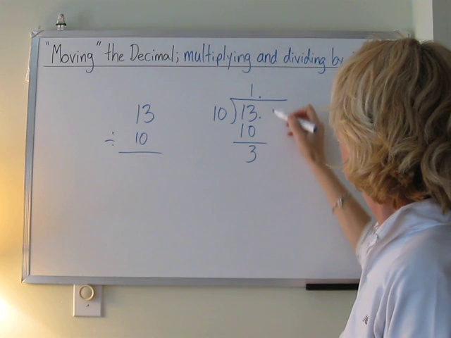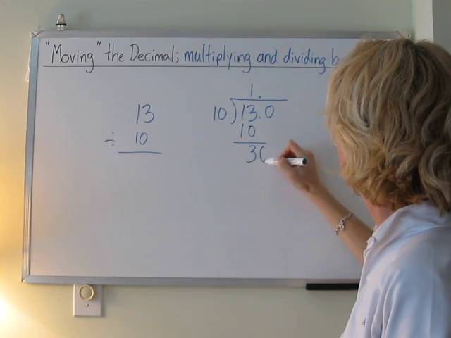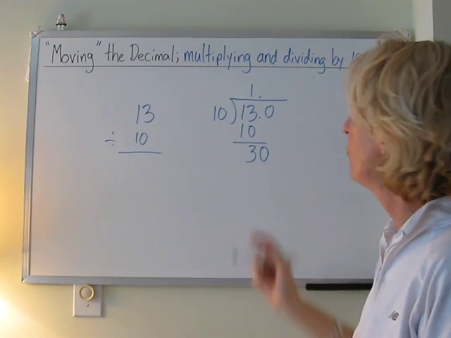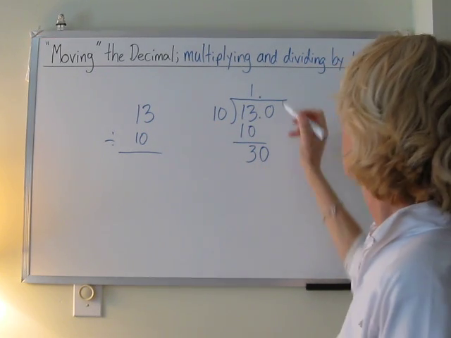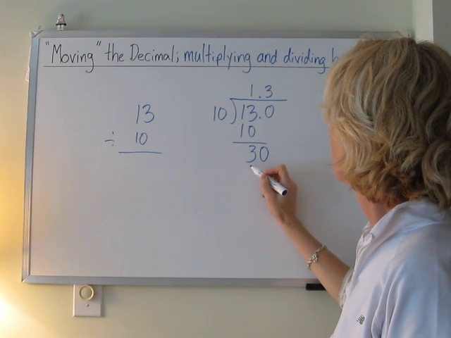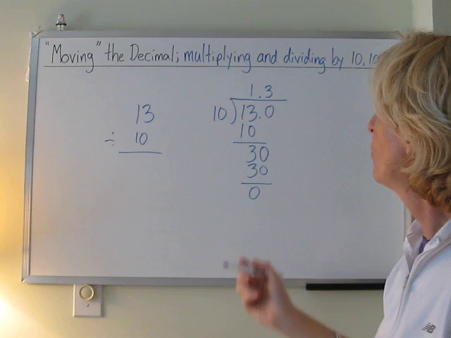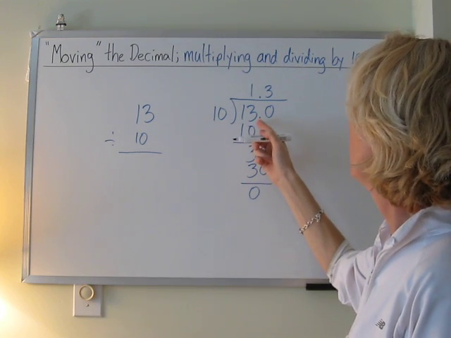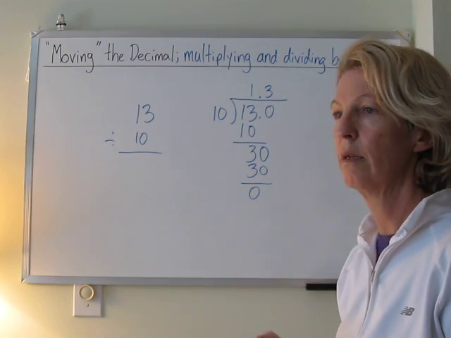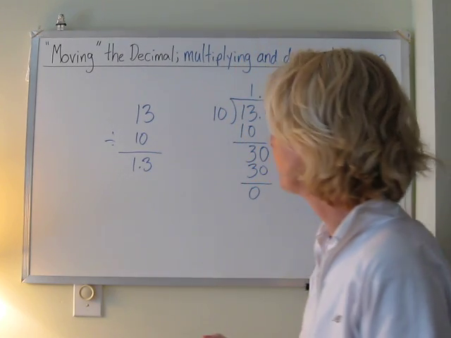3. Okay, and then we have to bring down our 0, because we have a 0 here. How many times does 10 fit into 30? 3 times. And 3 times 10? 30. None left over. So what's our answer? When we divide 10 into 13, what do we get? 1.3. Okay, so this equals 1.3.